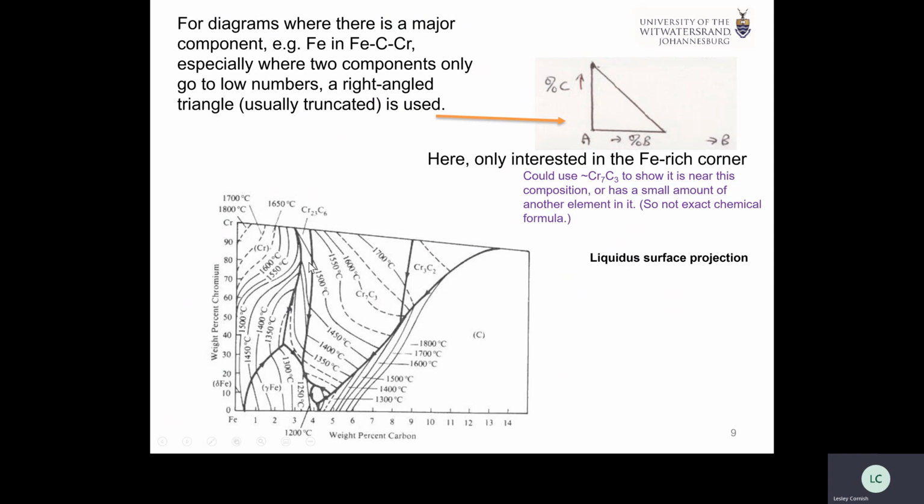Here is chromium 23 C6. Here is chromium 7 C3. That's M7C3. This is chromium 3, carbon 2, and this is just carbon, but we're not interested in it. Now, this is a very nice Liquidus surface projection because it's nice and clear, and it's got the arrows on it which show you the direction of decreasing temperature, and it's also got isotherms on it. Iso, same, therm, temperature. So you can see decreasing temperature down here, which agrees with your arrows, okay?